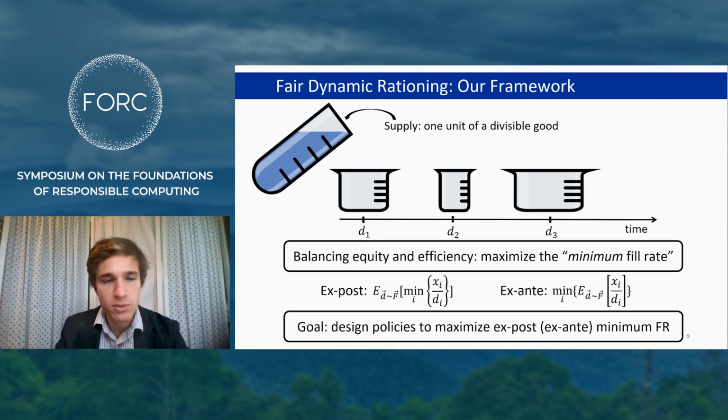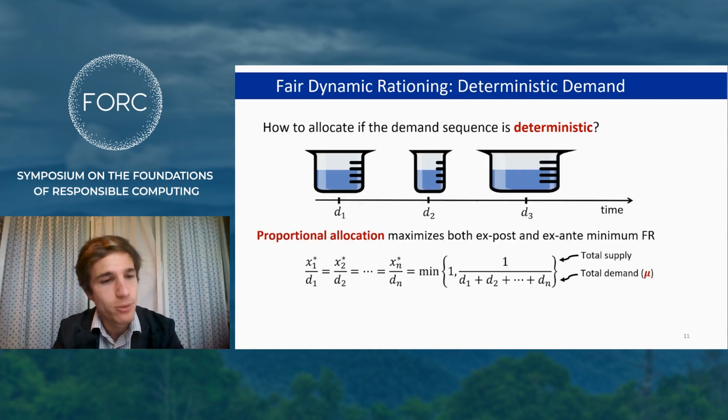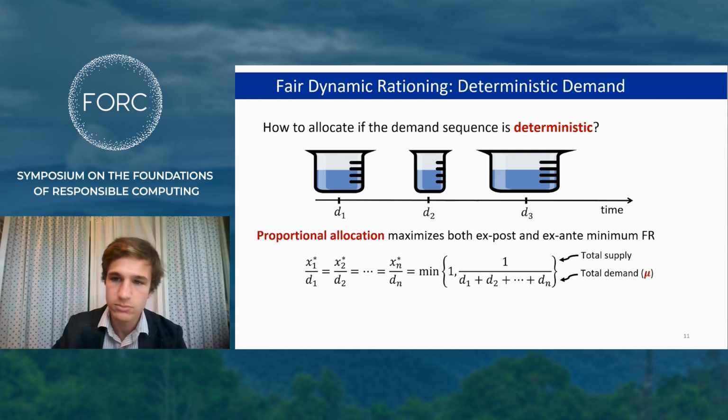Okay. So before getting into our policy, any sort of results, I want to start by asking you to think about how you would allocate if the demand sequence was deterministic. If the demand sequence is deterministic, a proportional allocation policy would maximize both the ex post and the ex ante minimum fill rate, essentially giving everyone an allocation proportional to their demand. So this is going to achieve a fill rate of either 1 if demand is low, or 1 over mu, 1 over the total demand, if demand exceeds our supply, as it is likely to do in these cases.